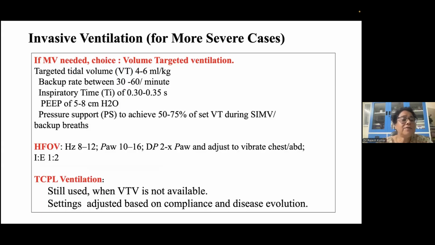Some units also use high frequency oscillatory ventilation, more so when the patient is not responding to conventional mechanical ventilation. Here, the frequency would be set at 8 to 12 hertz, MAP of 10 to 16, and the delta P or the amplitude is kept at twice that of MAP. And then it is adjusted to vibrate the chest and the abdomen.